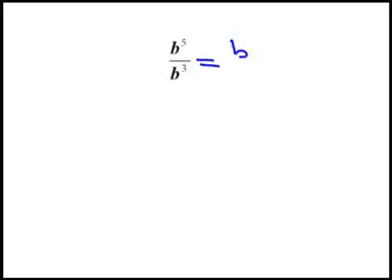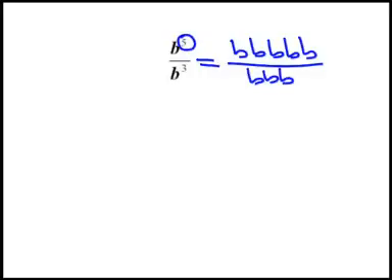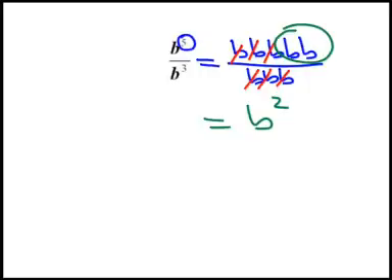Here we've got b to the power of 5 divided by b to the power of 3. Now we can do this in two ways. We can say that that 5 means there are 5 b's on top, and the 3 at the bottom means there are 3 b's, and we can cancel them one by one and see that there are 2 b's on top remaining, which means we'll write it as b squared.